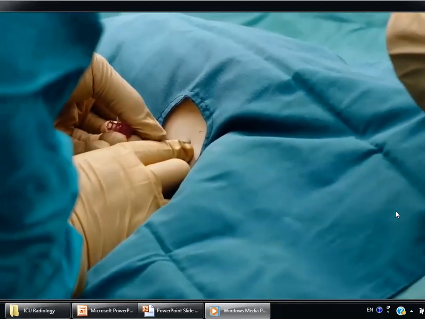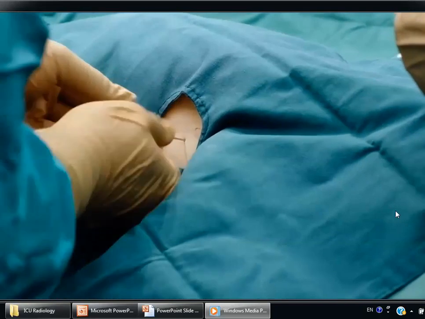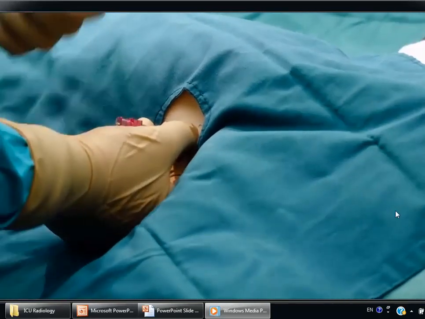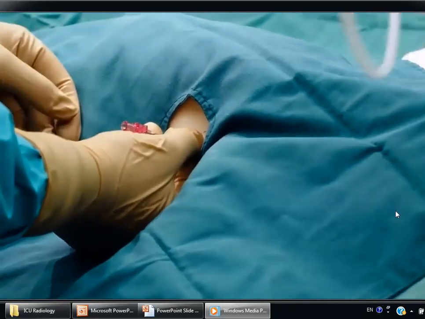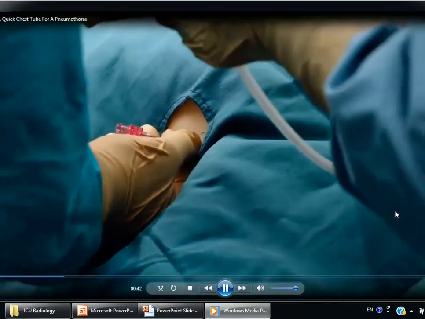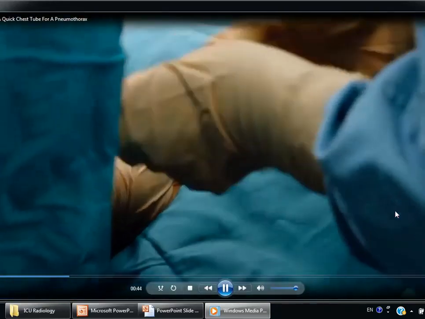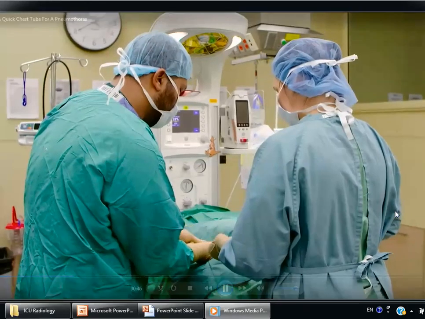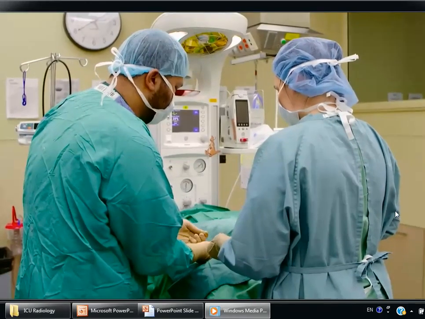Insert the needle just above the rib into the pleural space. It should be advanced no more than 1 centimeter. Note, you may also attach a syringe to the needle and aspirate while inserting to confirm placement. Pass the wire through the needle as far as the mark on the wire.